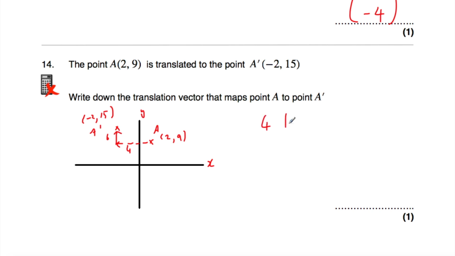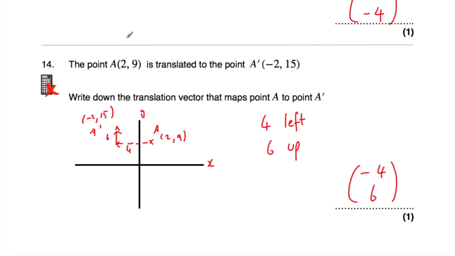And if we move 4 to the left and 6 up, as a translation vector, well, 4 to the left, remember to the right is positive, so to the left is negative, so it'd be -4, and then 6 up would be 6, and that's it. And let's just check that. If we're at this point and we move 4 to the left, we move to -2, and then 6 up would be 15, so that would be right.